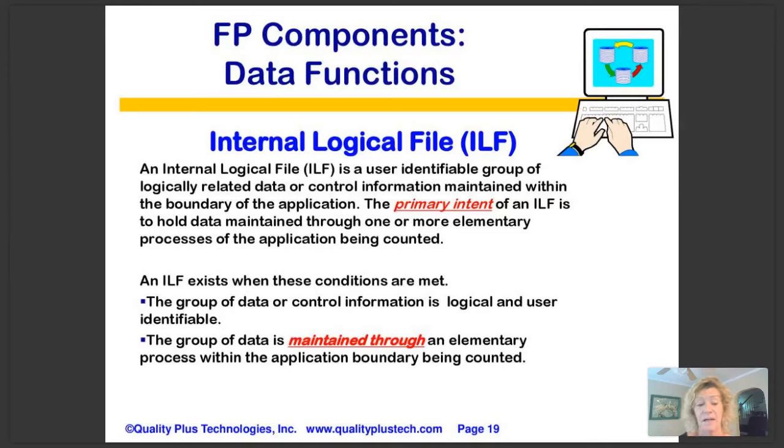So my master files. An ILF exists when the group of data or control information is logical and user identifiable, and we have at least one external input or EO that is maintaining the data on my internal logical file. Remember that the word file in ILF means entity, means group of data. It's not a table, it means a group of data or an entity when you see ILF.